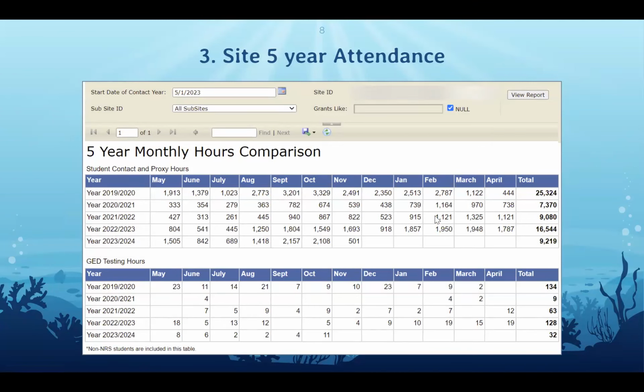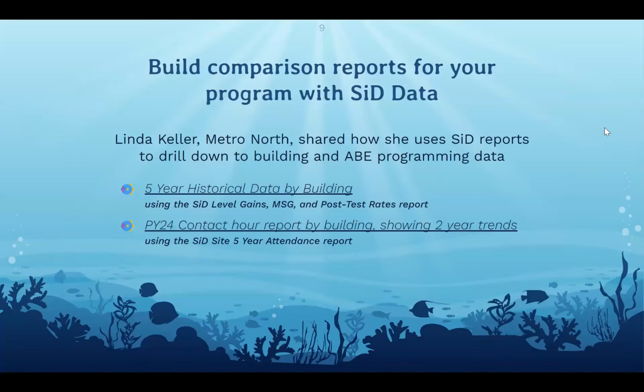So I know this has been particularly useful the last few years when we had that obviously huge disruption with attendance because of COVID and how programs are trying to work to get their students back, their classes running. So you can compare month to month whether you have more hours than the previous year, all the way back for 5 years. And this will automatically run for your whole site, but you can also narrow down to subsites. So hopefully you're using that in your programming and in your planning.